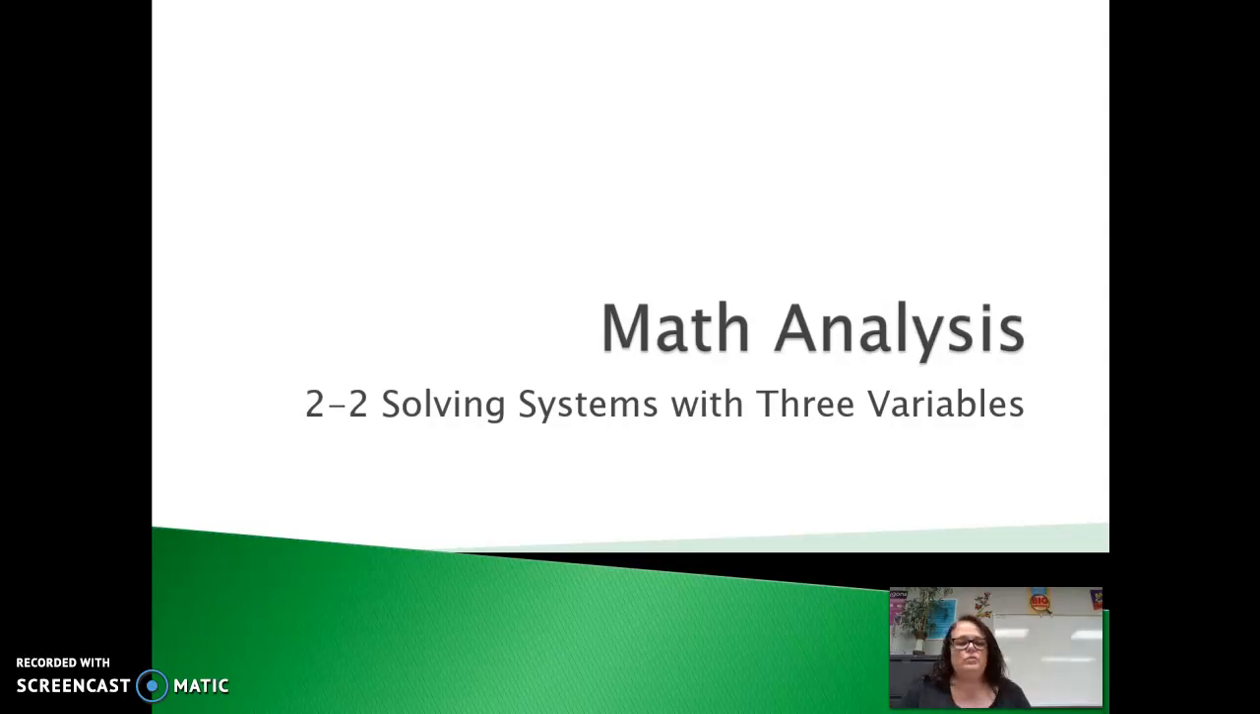All right, so we're going to be doing the second section of chapter 2. This will be our last section in chapter 2. We're not going to worry about matrices. And so this is going to be solving systems with 3 variables, whereas last time we solved systems with 2 variables.